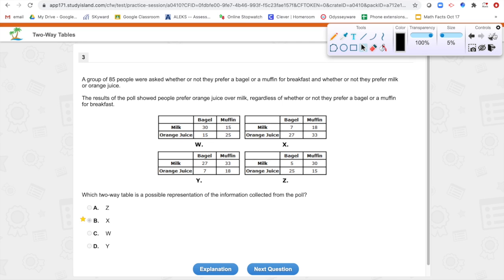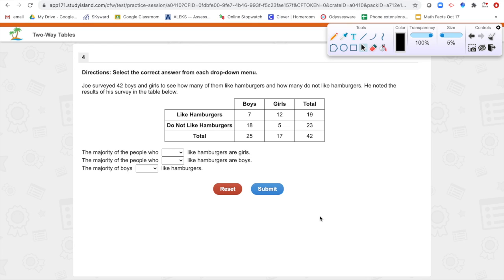Look at that. Finally found the clean sweep button. Alright, next question. So Joe surveyed 42 boys and girls to see how many of them like hamburgers and how many do not like hamburgers. And he noted the results of the survey in that table below.